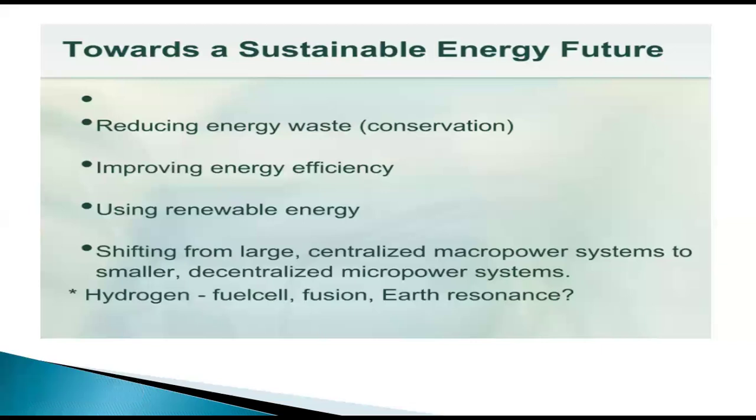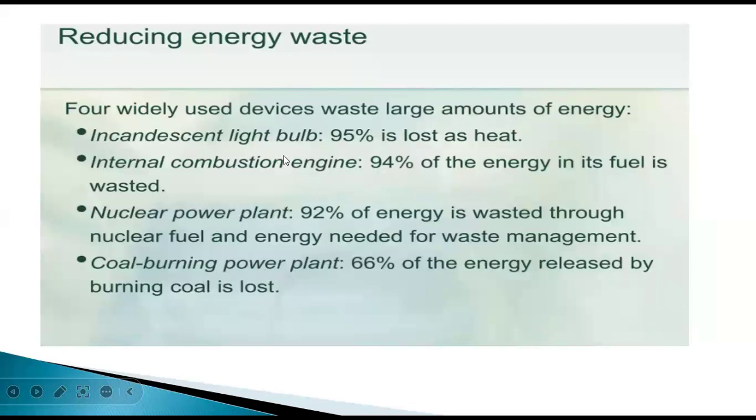First one is reducing energy waste. Second one, improving energy efficiency, using renewable energy, and shifting from large centralized macro power systems to smaller decentralized micro power systems. These are the main important concepts under sustainable energy in future. We will discuss one by one, starting with reducing energy waste. Reducing energy waste, for example, the incandescent light bulb.